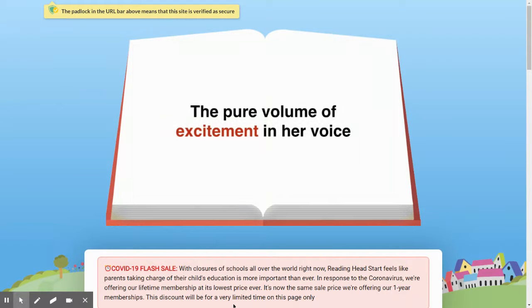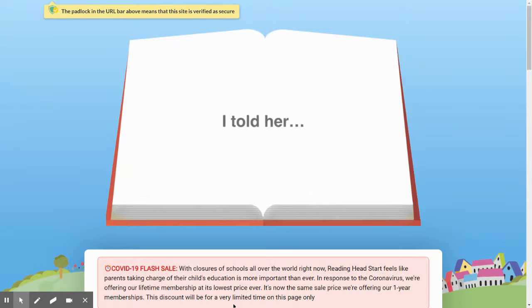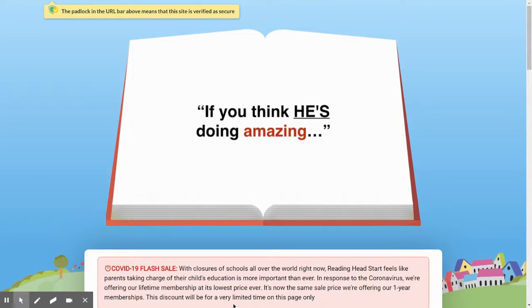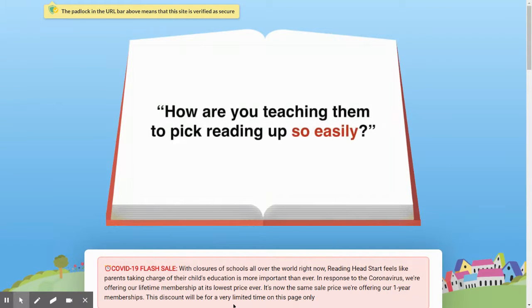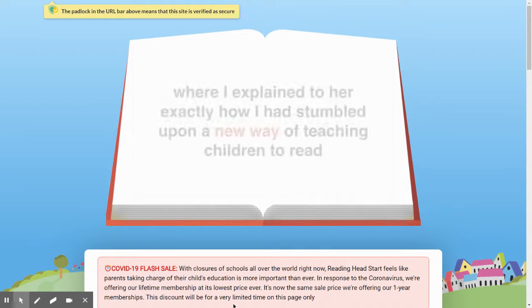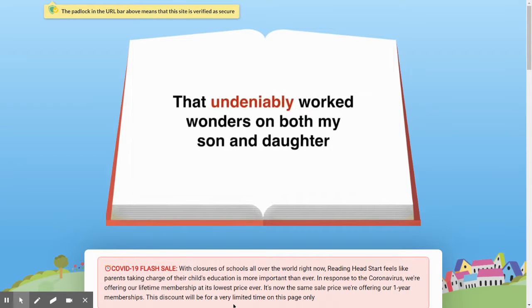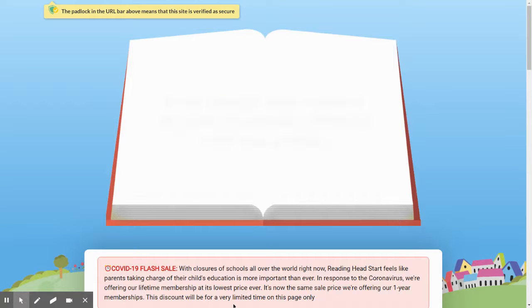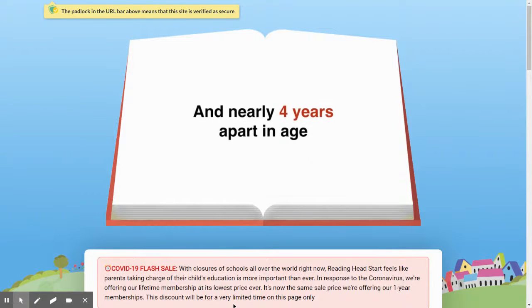The pure volume of excitement in her voice was nearly enough to have me pull the phone away from my ear. I told her, "If you think he's doing amazing, you should hear my 2-year-old read." "Well, what's your secret? How are you teaching them to pick reading up so easily?" she exclaimed. That one question led to an hour-long phone call where I explained to her exactly how I had stumbled upon a new way of teaching children to read. A new method that undeniably worked wonders on both my son and daughter, even though they couldn't be more completely different from one another and nearly 4 years apart in age.